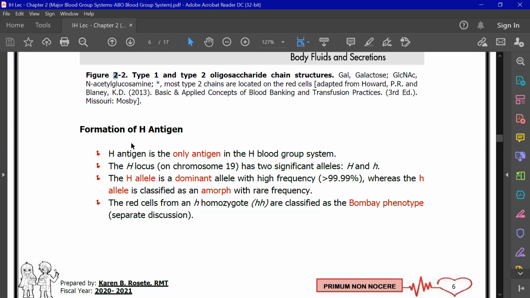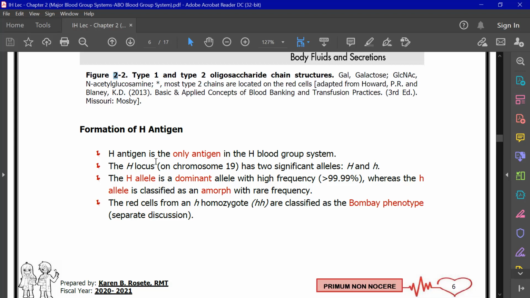Hindi mapo-form ang ating A and B antigens kung wala munang H antigen structure. That's why sabi ko kanina, aside from the inheritance of your ABO gene, an individual must inherit the H gene for the formation of your ABO antigens. Naiintindihan? Because class, from the H antigen structure, mafo-form ang inyong A and B antigens. You get now? Do you understand why we are discussing two blood group systems in this chapter? Naintindihan nyo? Yes po.